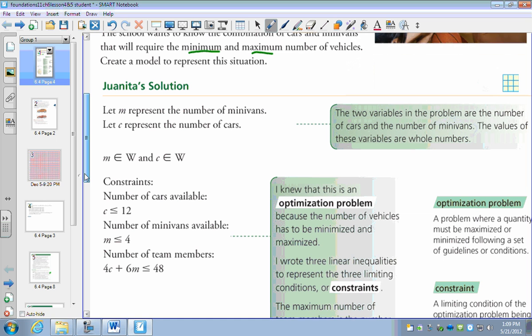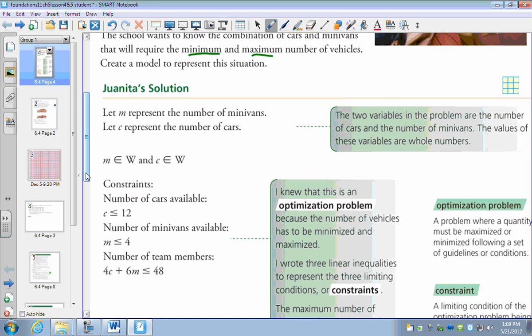So this is what Juanita did. She said, let M represent the number of minivans and let C represent the number of cars. So first thing she did is she set up variables. Now, interesting here, it says these variables are whole numbers. The reason these are whole numbers is you can't have half a car, okay? You can't. A Smart car is little, but it's not half a car, okay?